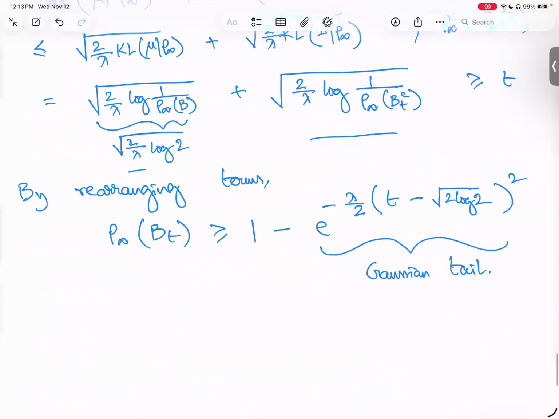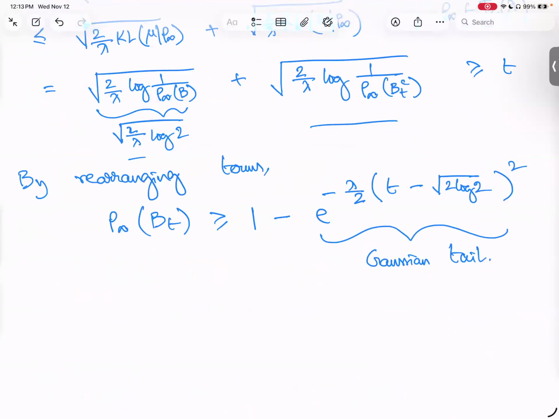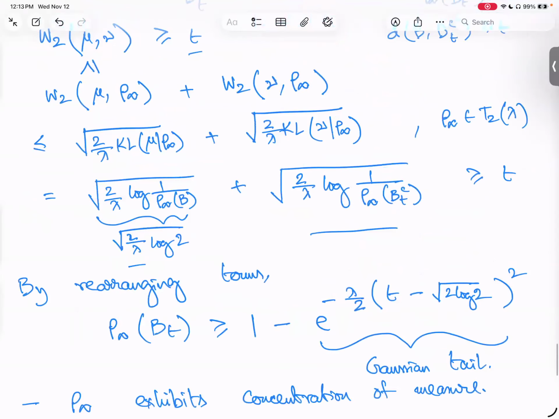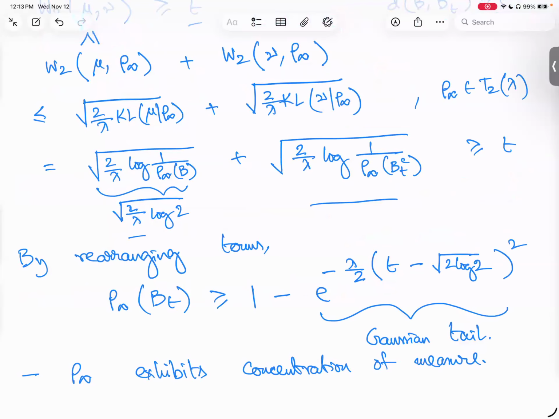So anyway, this is what I mean by my Gaussian tail, and this is the concentration of measure phenomenon. So rho infinity exhibits concentration of measure. Isn't this such a cool argument? It's just a half page argument using optimal transport. It gives you this deep theorem of concentration of measure for any probability measure that satisfies the T2 inequality, the Talagrand inequality. I love this argument, just a single page argument. Anyway, that's what makes this argument so famous.